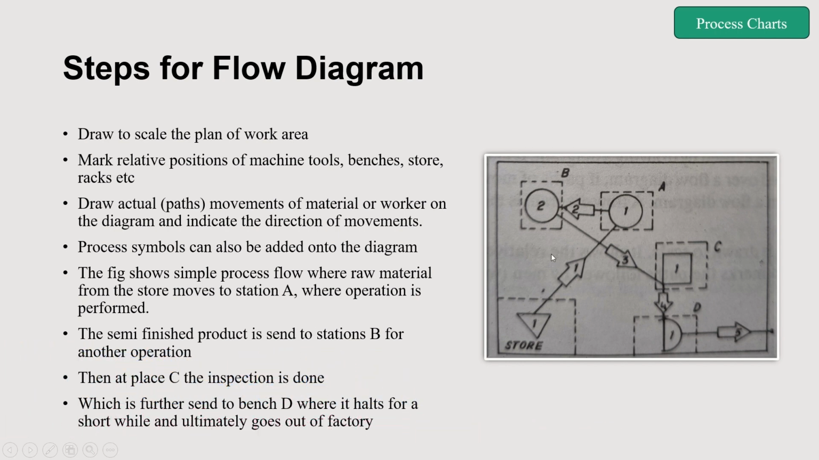So if you look at what they are saying, our operation starts in this way. From the store we transfer it to station A where an operation gets performed, then we transfer it to B where another operation is done, and then it is sent to C where inspection is done. After inspection it is sent to bench D where it halts for a while and then ultimately goes out of the factory.